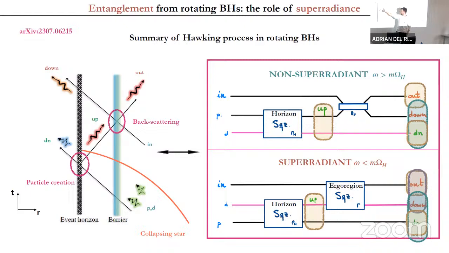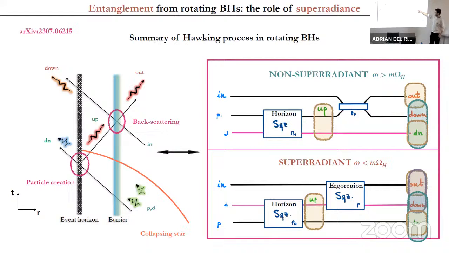If you don't have superradiance, this scatterer will be a beam splitter, as I was explaining before. So there is no entanglement production, there is no quantum production, only reshuffling of this guy and this guy. That means that these two guys will not be entangled in this setup. So that corresponds basically to no entanglement between these two guys, because this is a beam splitter.